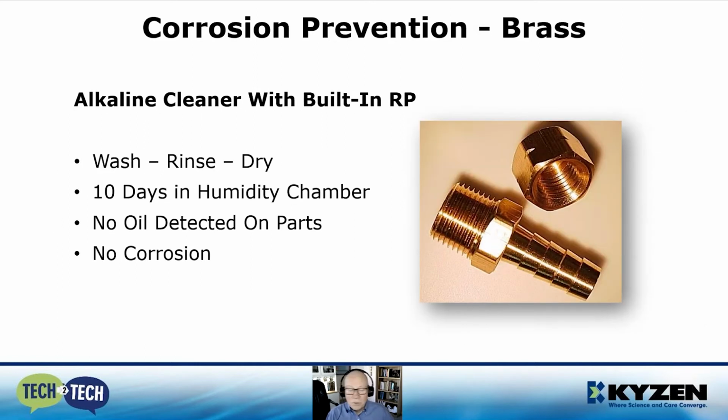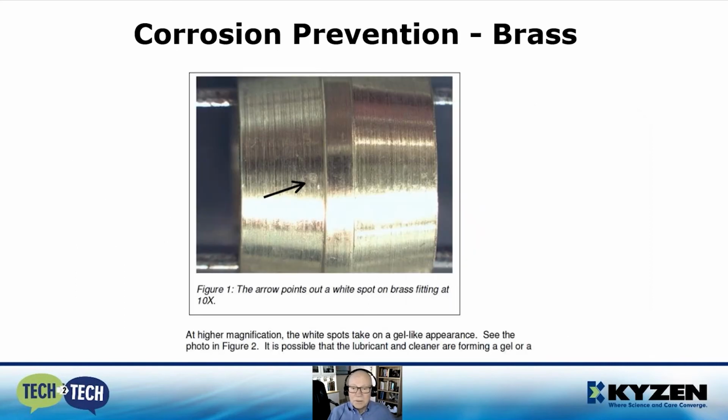And so we did some work and treated these parts in a similar cleaning manner, but using one of our combination cleaner RP products developed for soft metals like brass. And these were the results under the same conditions. And you actually get much longer protection than 90 days in this particular example.